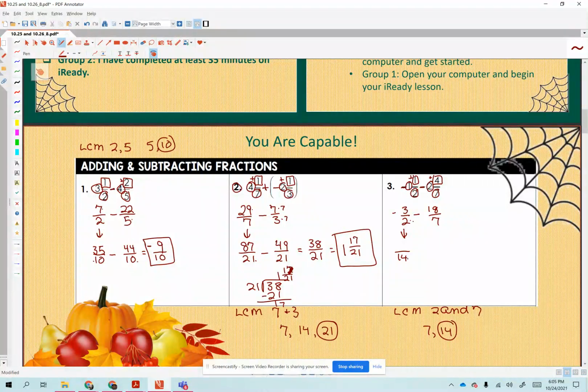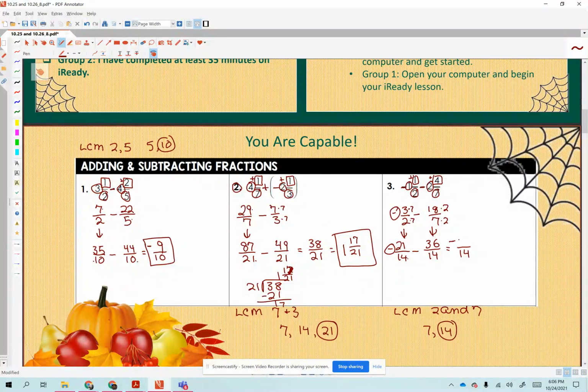So to get from 2 to 14, I multiply by 7. So I will multiply that numerator of 3 by 7, which will give me negative 21 over 14. Remember, we're working with a negative here. Minus, and our new denominator of 14. I know that 7 times 2 is 14. 18 times 2 is 36. Now, I have two negative numbers here. I'm subtracting. I have a negative number, and then I'm subtracting. So I'm going to continue going left on the number line, if I think of it that way. So that means that I will simply add these numbers and keep the sign that's negative.